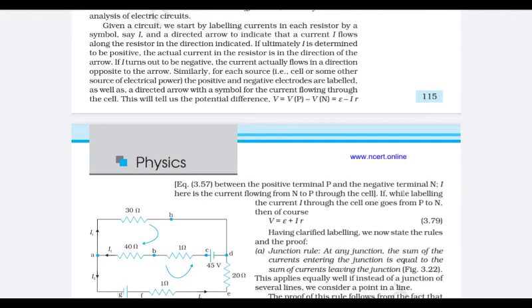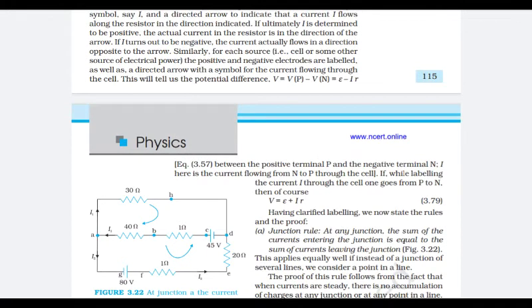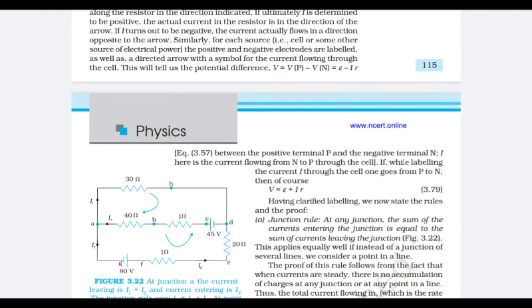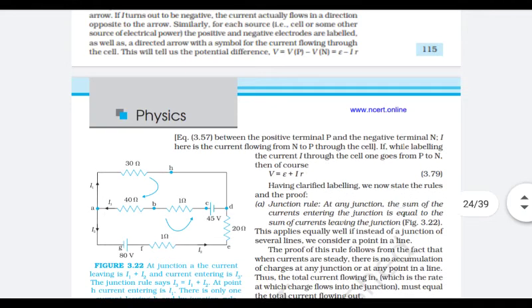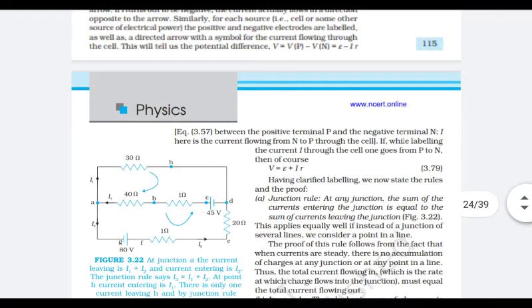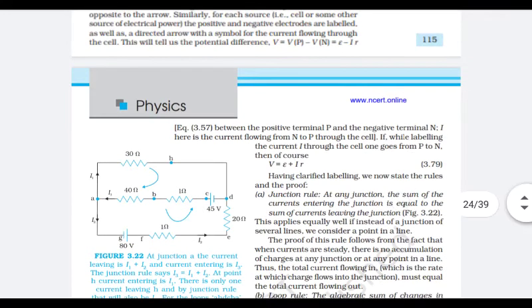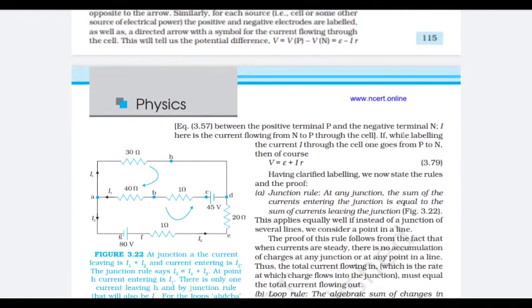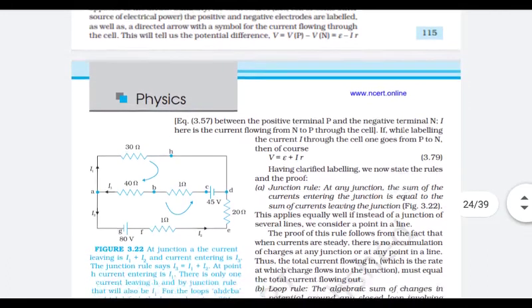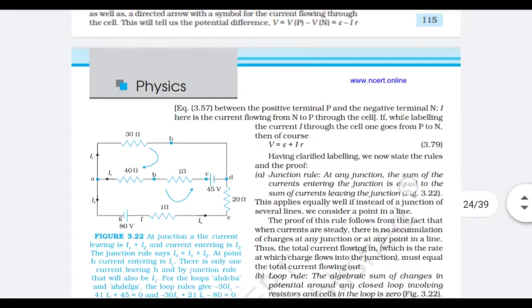If, while labeling, the current I through the cell goes from P to N, then, of course, V is E plus Ir. Through the battery, the current is always from N to P. Remember, negative terminal to positive terminal. This is one condition, and through the resistor, if the current I through the cell goes from P to N, then V is E plus Ir. That internal resistance is counted.